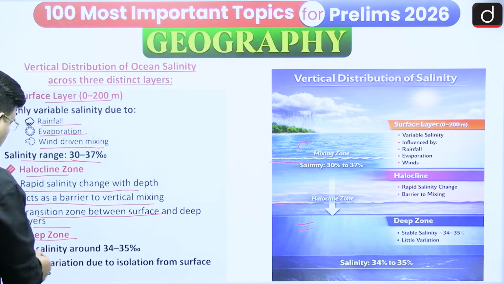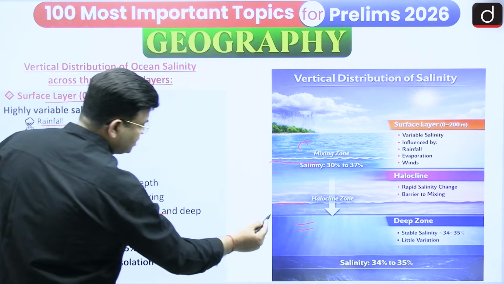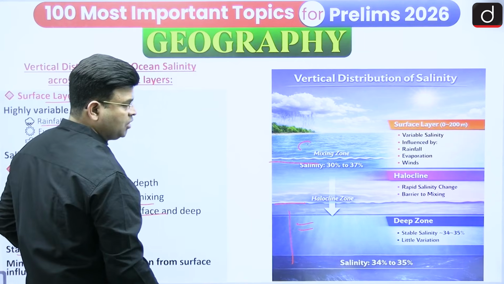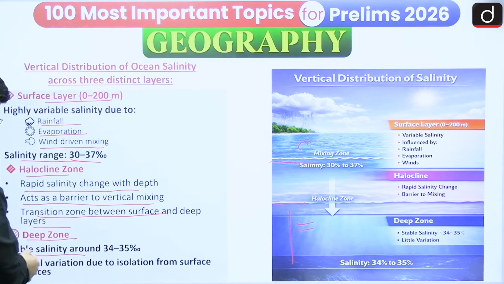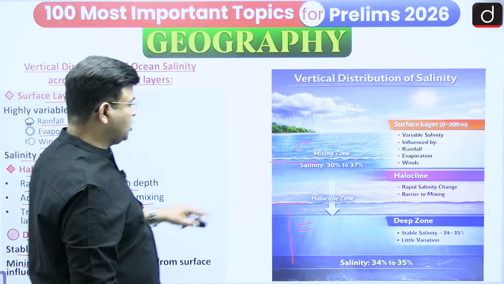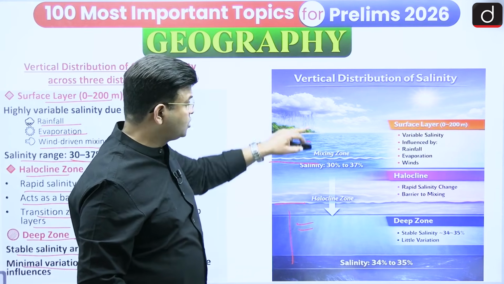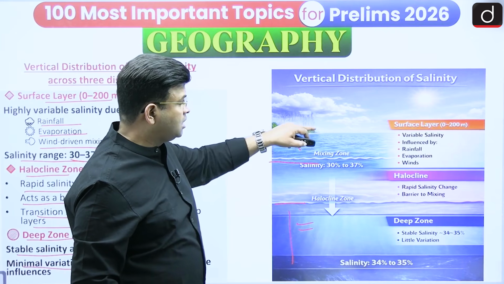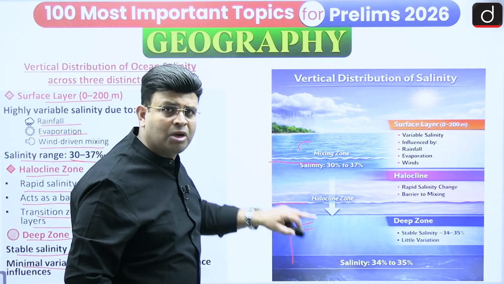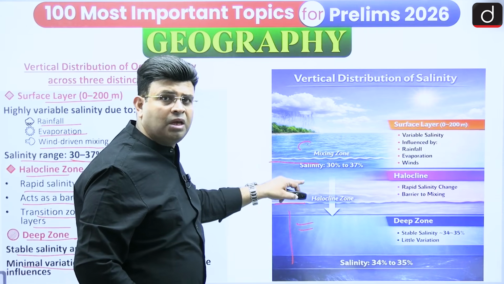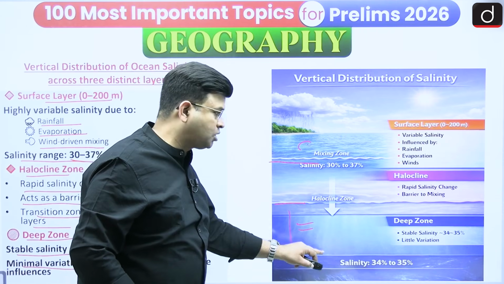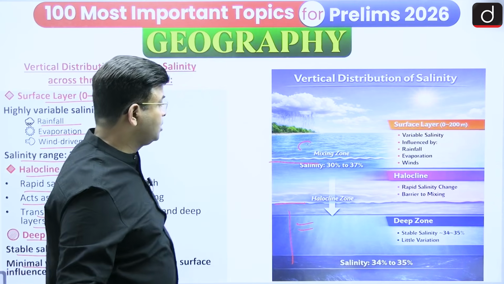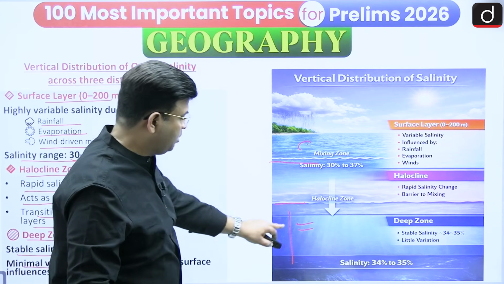Another is the deep zone, which has stable salinity. In this region, salinity will remain the same, with minimal variation due to insulation from the surface. In the surface zone everything is happening, but that cannot reach here because the halocline layer acts as a barrier, so the salinity remains constant to an extent in the whole ocean.